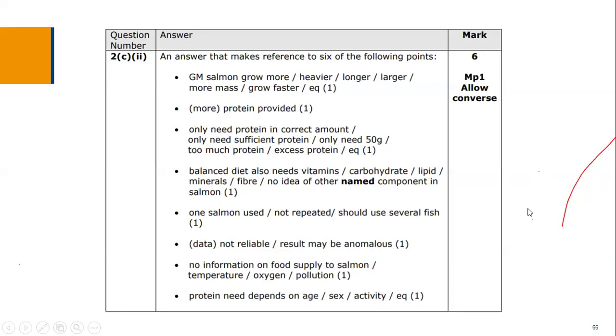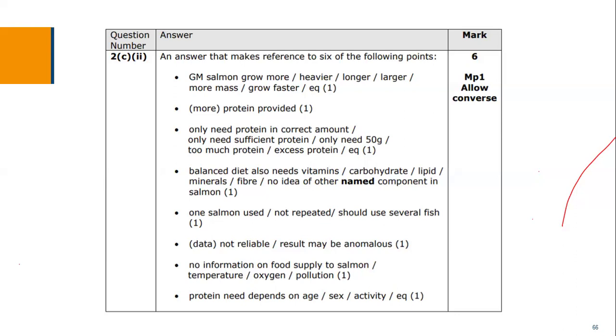And the mark scheme. Again, there are 8 marking points, so they only have to have 6 of them. It's a longer answer. From the data, they grow more: they're heavier, larger, longer. 1 mark for taking it from the data. Therefore, more protein is provided. But then a comment that you only need sufficient protein. A balanced diet also needs vitamins, carbohydrates, a named component.